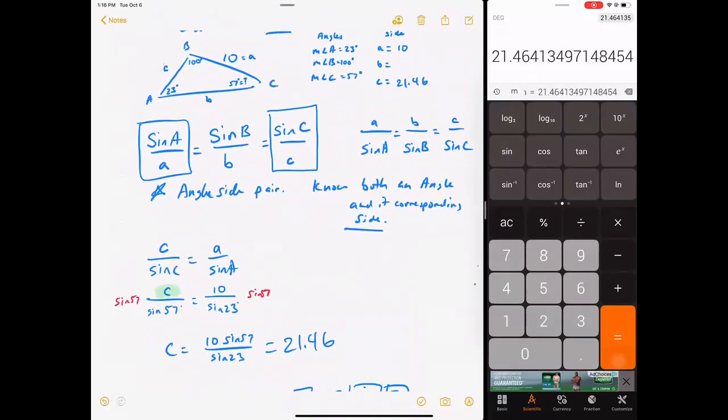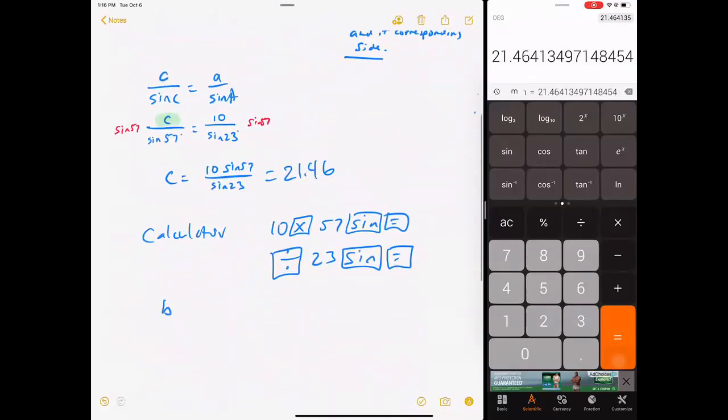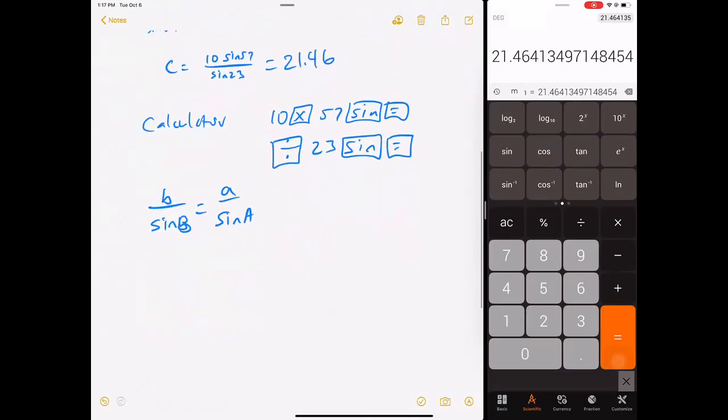Let's do the same step now for side B. Okay, B over sine B is equal to A over sine A. How did I know how to set this up so quickly? Okay, remember the rule I said. Write down first what we don't know on top. So I just wrote down side B, because that's what I'm solving for. Then if I'm writing a side on top, I have to write the angle on the bottom. I have to follow the same pattern for the other side. I know A, and I know angle A.